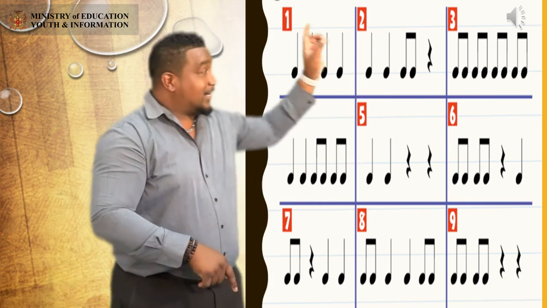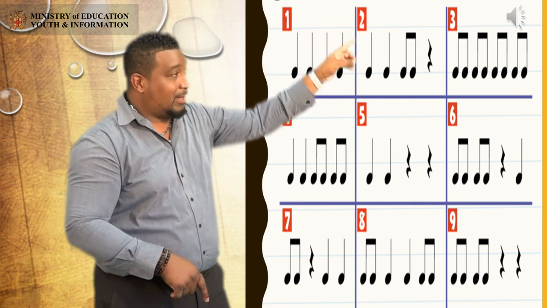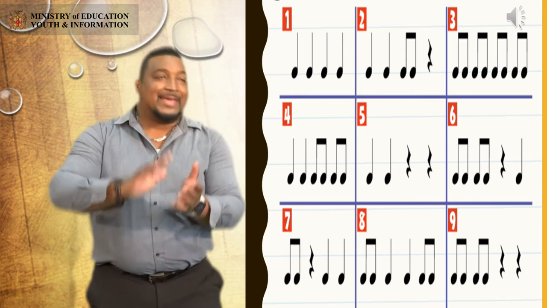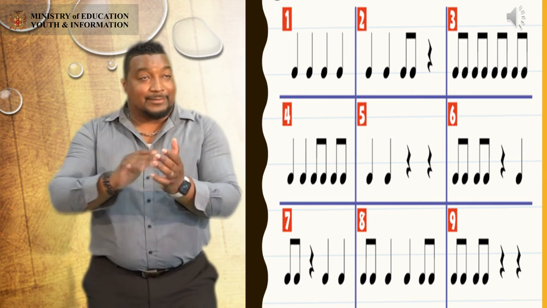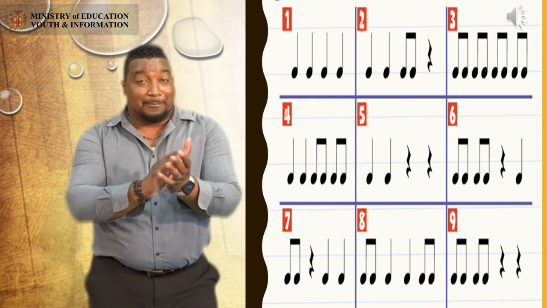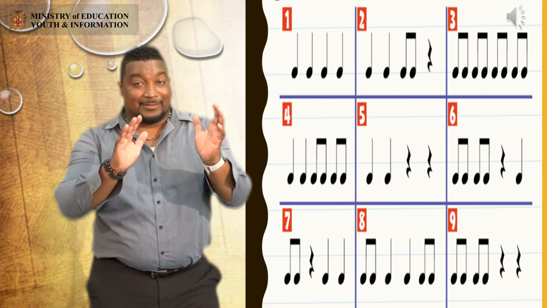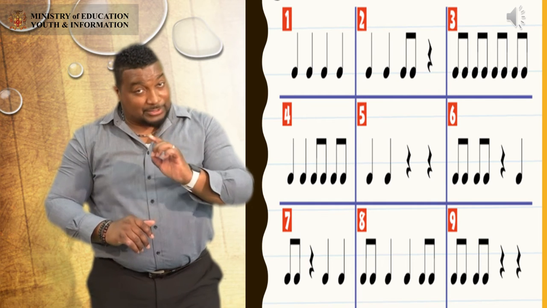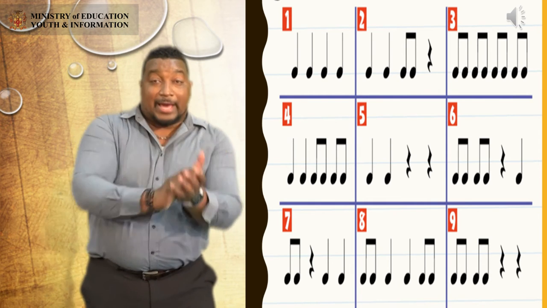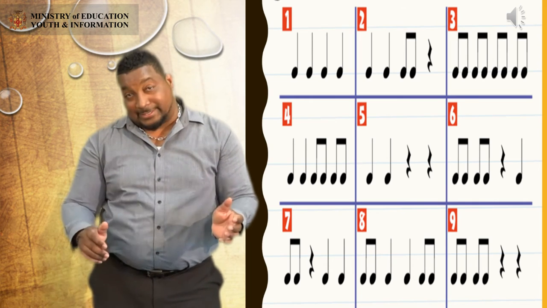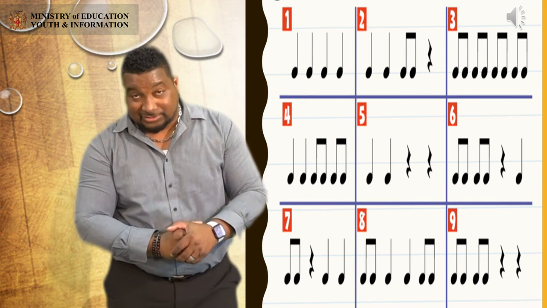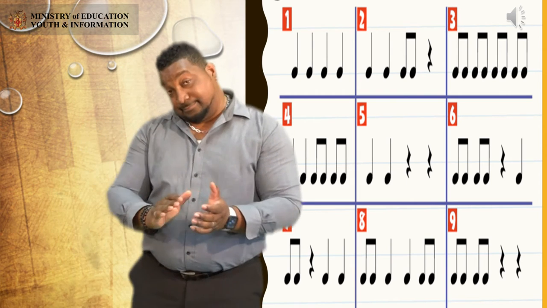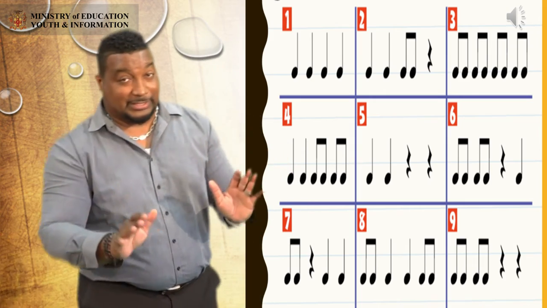If I was supposed to clap from 1 to 3, that would sound like this. Yam, yam, yam, yam. Yam, yam, dumpling. Dumpling, dumpling, dumpling, dumpling. You're not going to clap the rest, because it's supposed to be a rest. Even so, you still say the word, yam, yam, dumpling, for the rest.